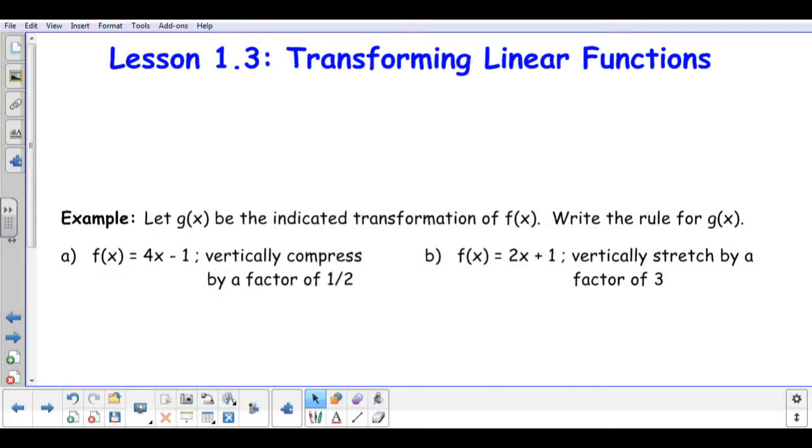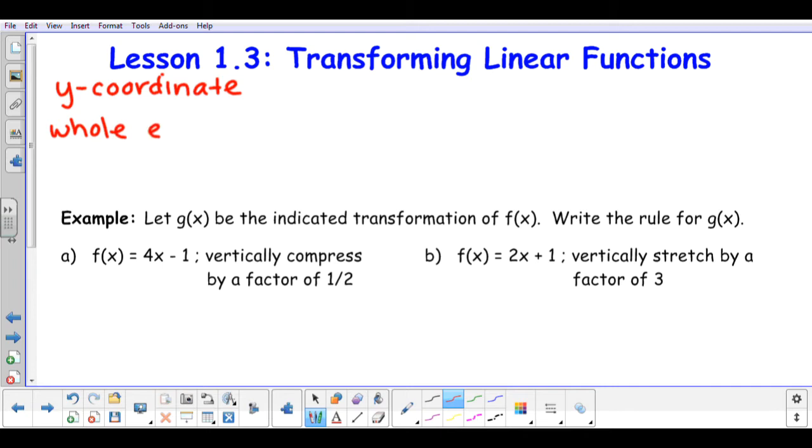When we want to do a vertical transformation, so either a vertical compression or a vertical stretch, that is going to affect your y-coordinate. Okay, the vertical direction is the y. So what we were doing when we were doing our tables and our points is we would just multiply the y-coordinate by whatever the compression was or whatever the stretch was. So it's very similar, except instead of it just being a number as far as a y-coordinate is, the y would be the entire equation.